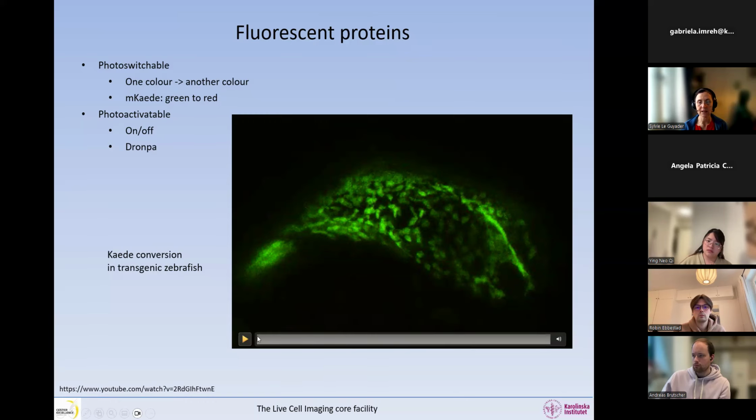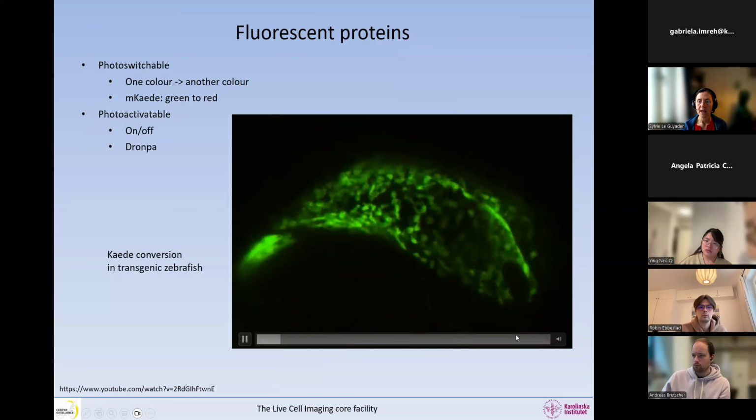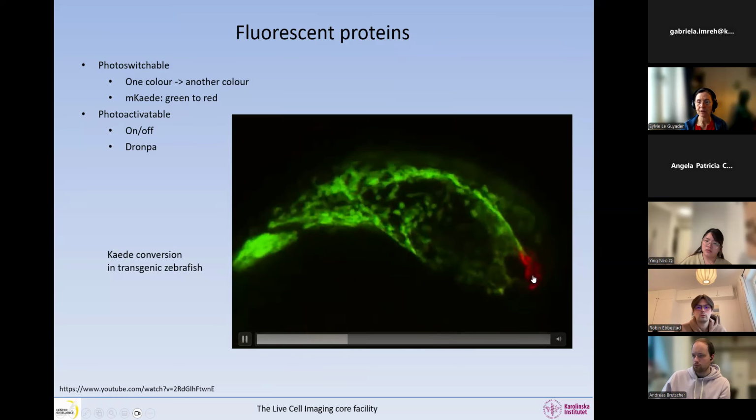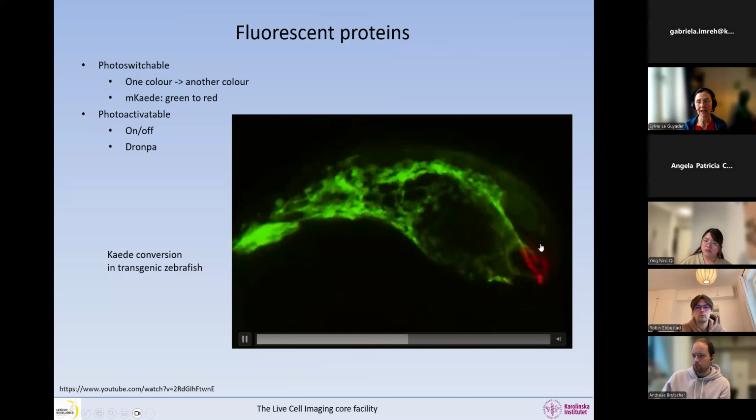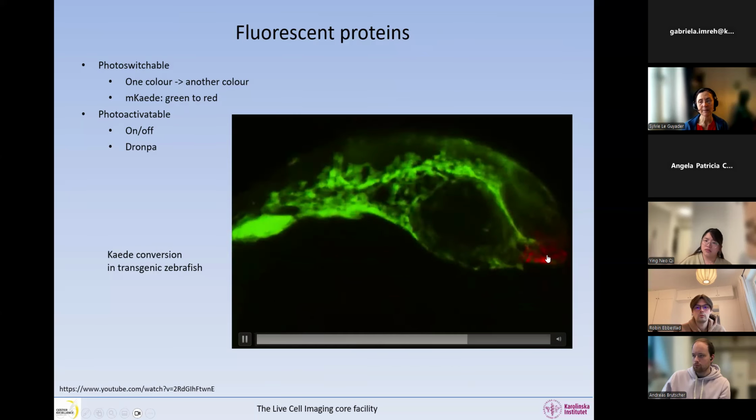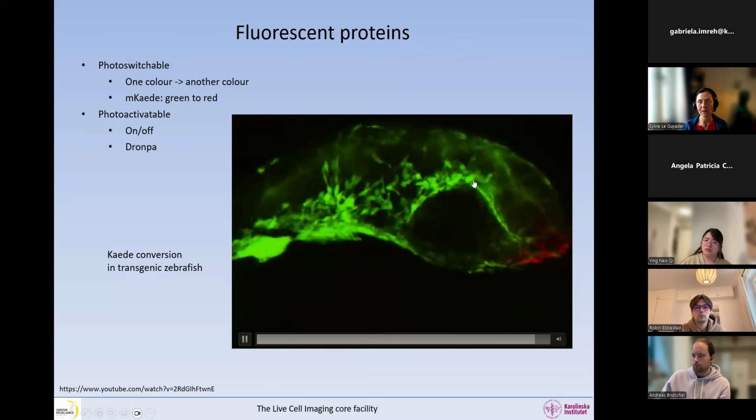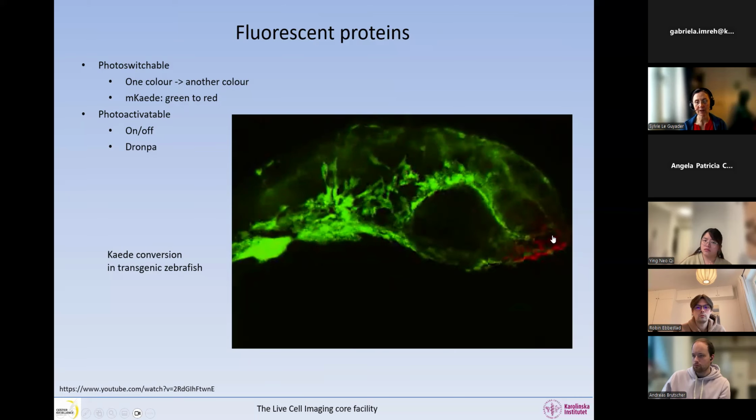And what you can see in here is the head of the fish. And here we're shining some light that turns Kaede from green to red. So we see all the rest that has not been activated to become red, but it means that these cells that have been photoactivated to turn red, we can then follow them in a live zebrafish and see where they go, and have as a control the cells that were not photoactivated. So these are some specialized fluorescent proteins.